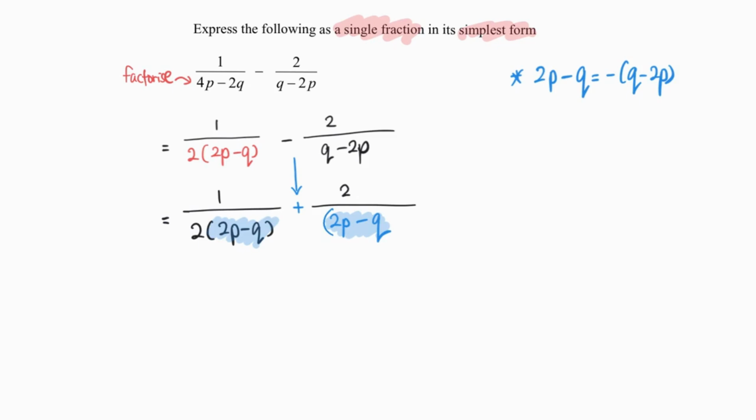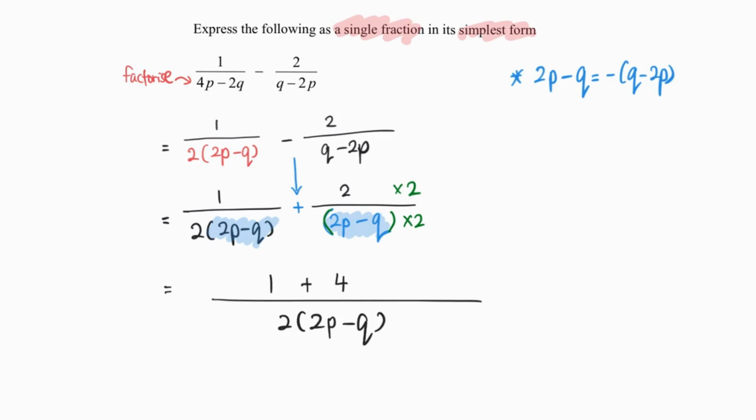just multiply by 2. And therefore, the whole thing will be over 2 times 2p minus q, 1 plus 4. 2 times 2 is equal to 4, and therefore the final answer. Let's continue to simplify. 5.